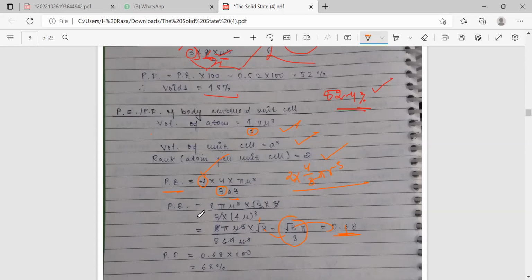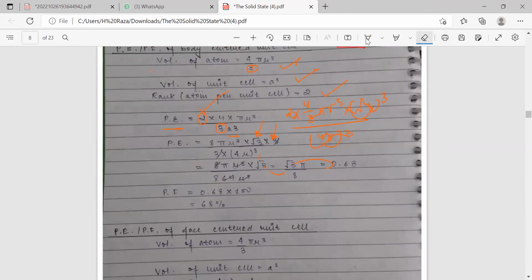Just let me know the relation between a and r in BCC. It is root 3 by 4 r, right? 4r by root 3 or root 3 by 4? 4r by root 3. Sorry. 4r by root 3. So 4r by root 3, that means 4r cube and root 3 cube here. That's why I wrote root 3 cube, that means root 3 into root 3, that will be 3. And there's root 3 left. Is that clear? So when you divide it, you will get an answer 0.68. That is fraction. And if you want packing efficiency in percentage, that means 68%.